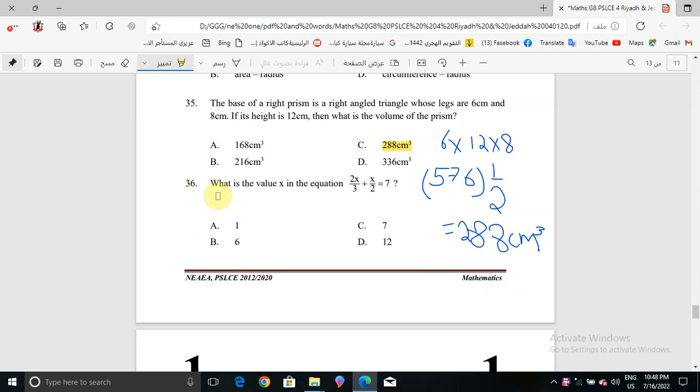Now question number 36, what is the value of x in the equation 2x over 3 plus x over 2 is equal to 7? Okay, now let's solve this question together.